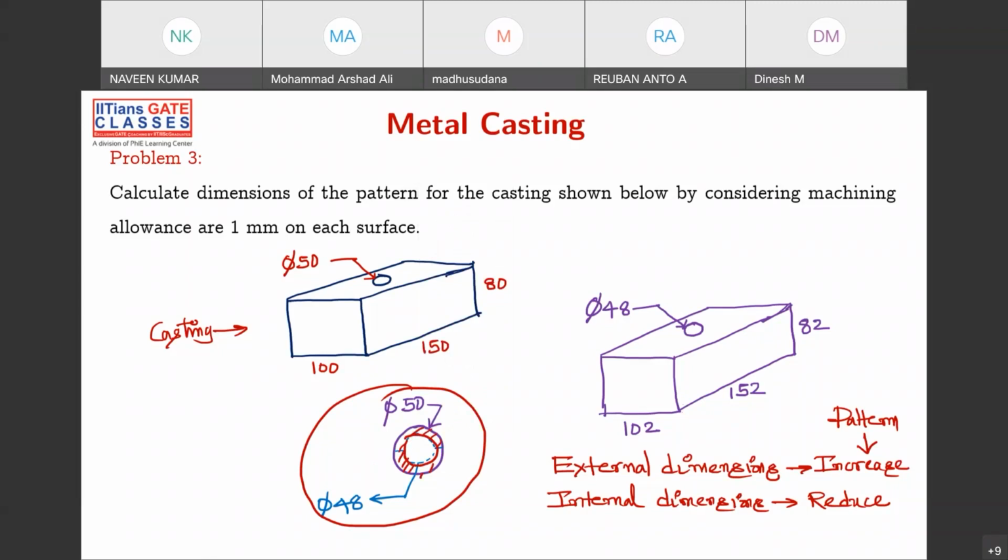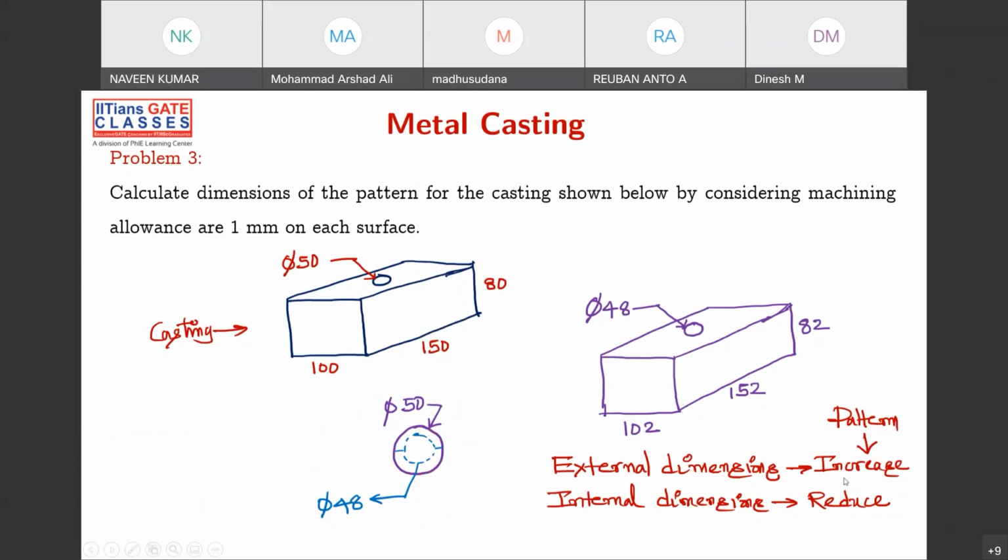Naveen, yes, you're right. Do drilling. Yes, the hole size will be reduced. Excellent. Obviously, you can use drilling or boring, whatever it is. So that is the reason. So internal dimensions you have to take care of. That is what I've written here.